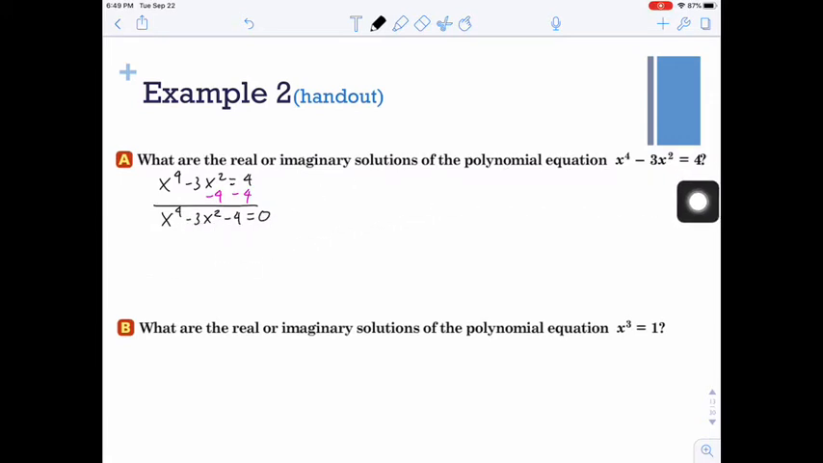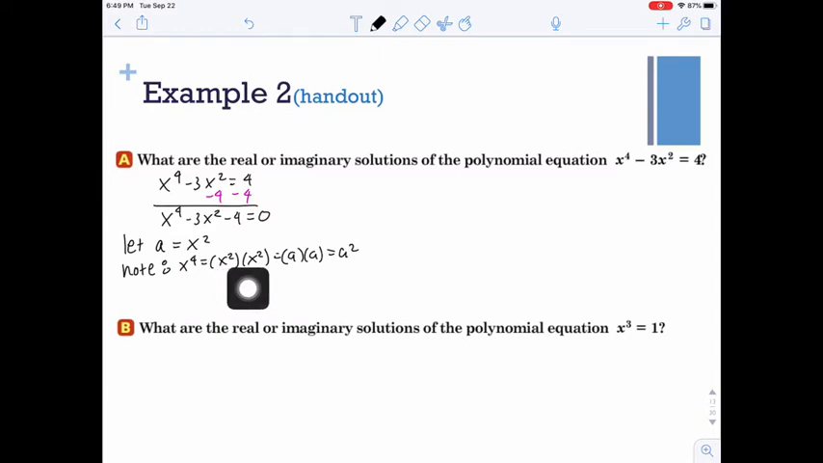So we can actually use a substitution where we let a equal x squared. So if I plug in a equals x squared, well, x to the fourth is just x squared times x squared. So note, x to the fourth is equal to x squared times x squared, but we said let x squared be a, so that's a times a, or a squared. So we can rewrite this equation as a squared minus 3a minus 4 equals 0. Now we just have a quadratic equation, and we can solve this in whichever method we want.